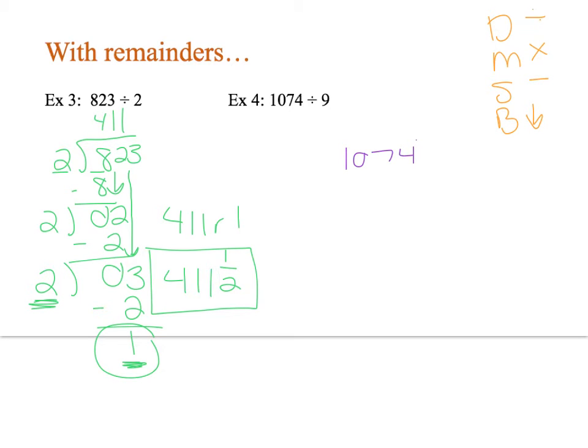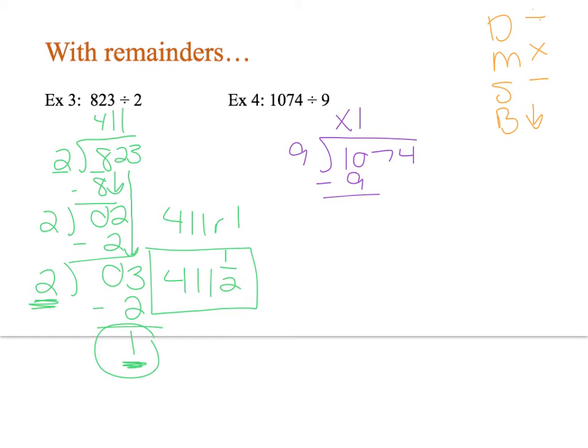1074 divided by 9. Step 1, divide. Well, 9 is not going to fit into 1, so we're going to put a little x above the 1, and we're going to put 9 into 10. So 9 fits into 10 once. Step 2, multiply. 1 times 9 is 9.